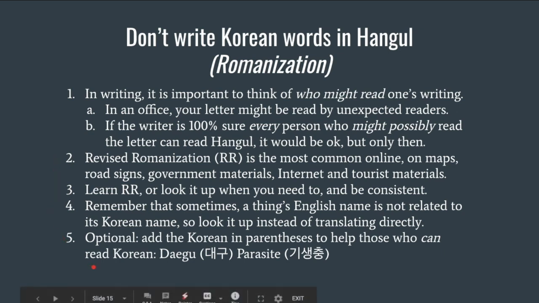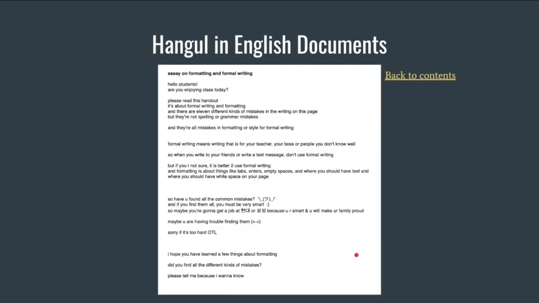And if you think your reader might read Korean or might find it useful, go ahead and put the Korean in parentheses after the English version of the word. But do make sure that you romanize it to avoid confusion for anybody who can't read Korean. So if you caught all of the Hangul in English document errors, which should be easy, it will look like this. Boom. There were only 2.